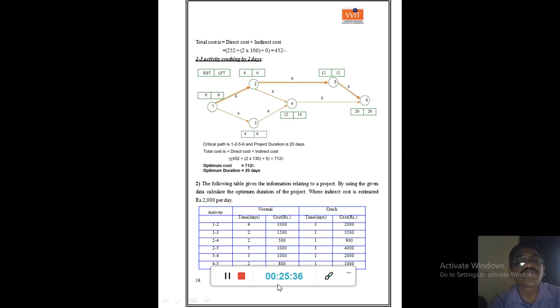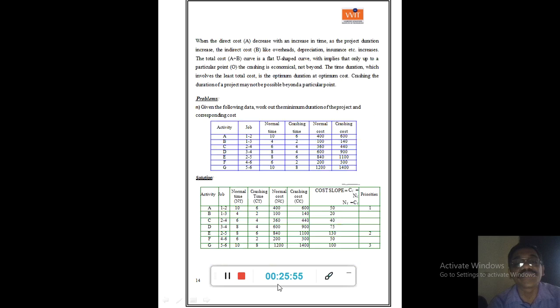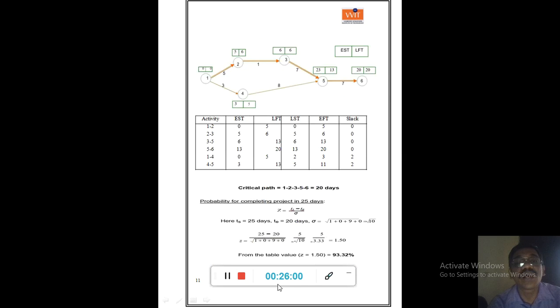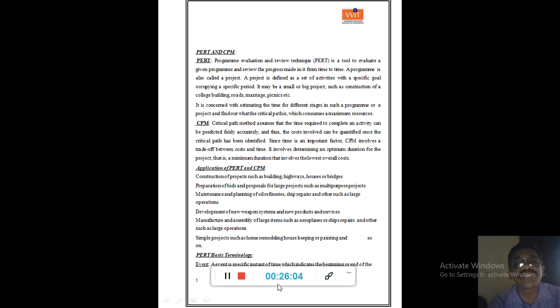And total cost, find out the total cost. So finally crashed activity 2 to 5 by 2 days. Then optimum cost and optimum duration you can write down. So this is the problem, the way how you can solve a problem on project crash. And the fourth question generally they're asking you on project management is the differences between PERT and CPM.